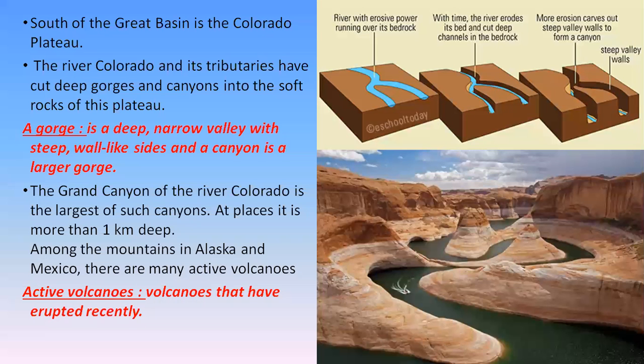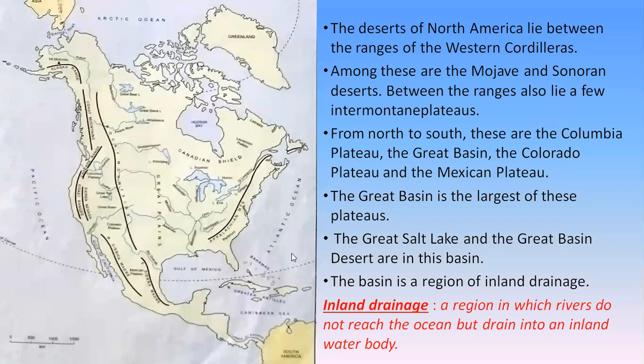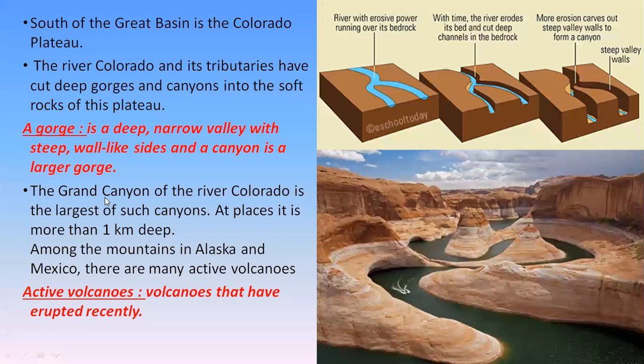Next, we are going to look at the Great Basin. We already discussed the Great Basin area. There you will find the Colorado River and its tributaries have deep cut gorges and canyons into the soft rocks of its plateau. So what is a gorge? It's a deep, narrow valley with steep, wall-like sides, and a canyon is a large gorge.